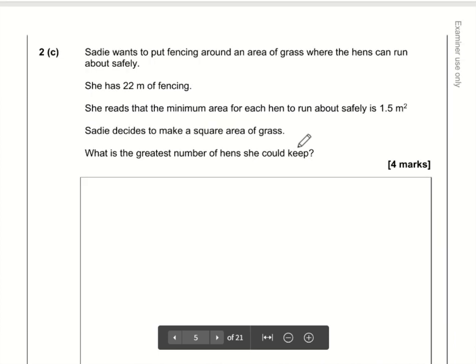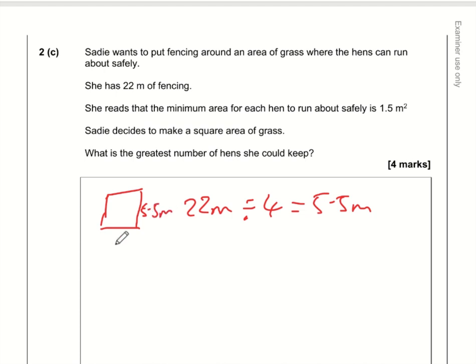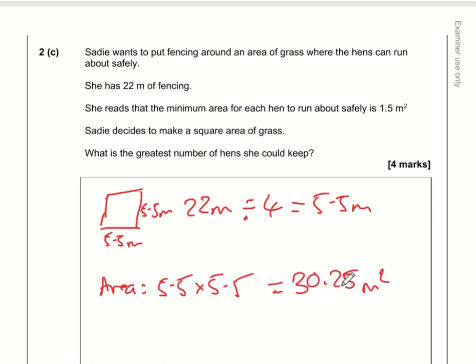Okay, let's move on to the next part. Okay, so if she's got 22 metres of fencing and we need to build a square, then we can work out what the side lengths are. So in other words, what is 22 metres divided by 4? Well, that comes to 5.5 metres. So what we've got here is 5.5 metres by 5.5 metres. So the area is going to be 5.5 multiplied by 5.5, which comes to 30.25 square metres. So that's the total area of the hen run.